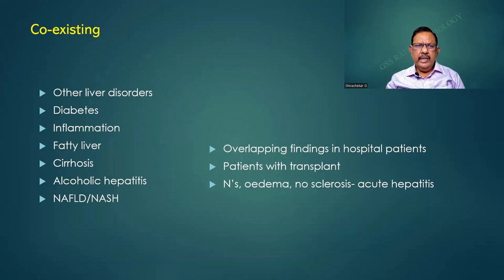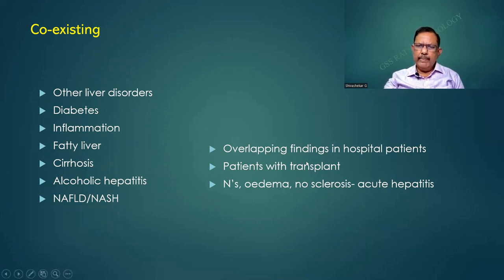We have been constantly mentioning the coexisting diseases. What are the coexisting diseases? It can be other liver disorders, such as hepatitis, cirrhosis, etc. Diabetes mellitus, inflammation, fatty liver, alcoholic hepatitis, non-alcoholic fatty liver disease, and non-alcoholic steatohepatitis. These can be coexisting diseases.